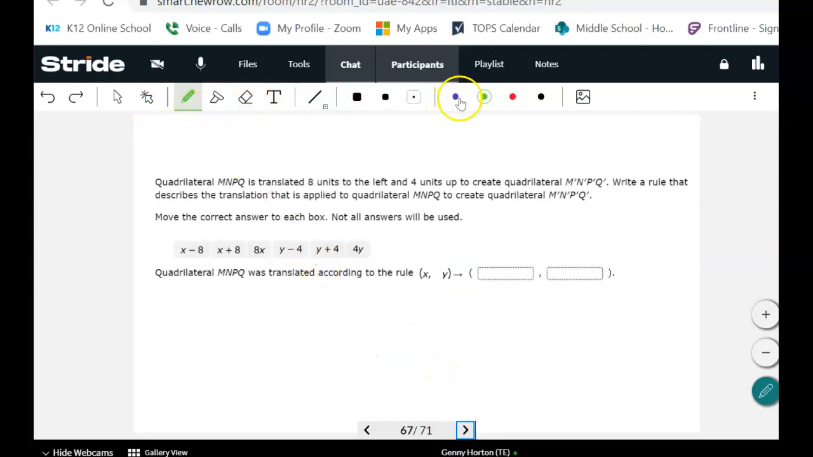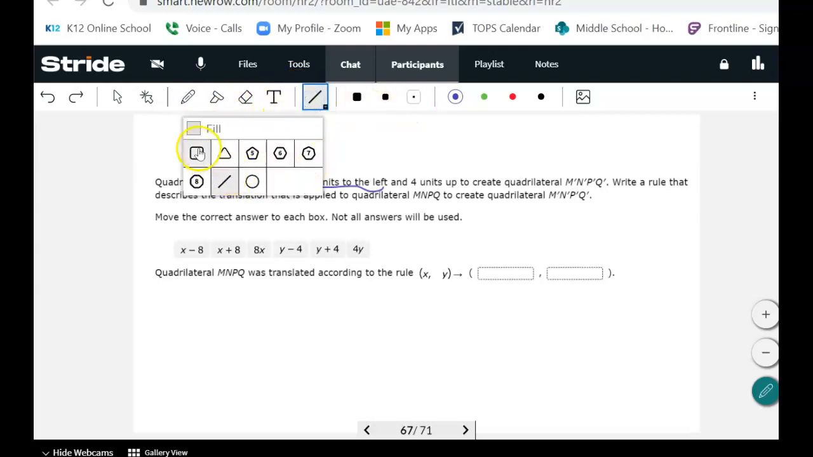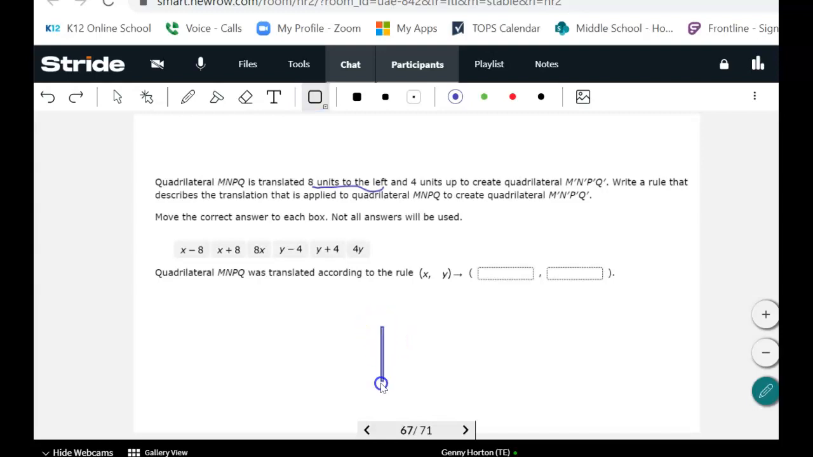But quadrilateral NPQ is translated 8 units to the left and then 4 units up. So this is a translation. If we have a quadrilateral, and then the new one gets translated to the left 8 and up 4. You would have your coordinate plane in there too, but just kind of visualize that.